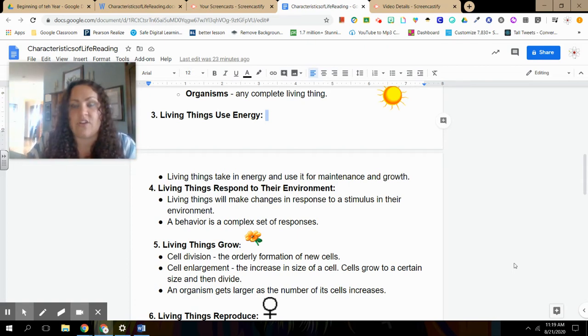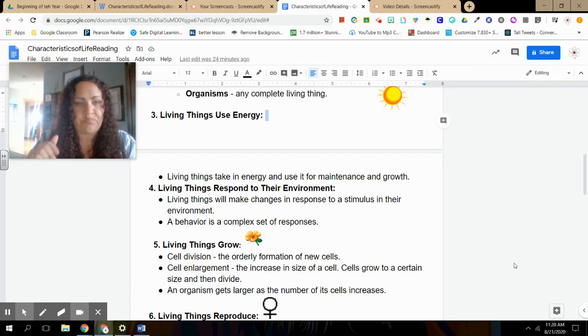So plants use energy. Bacteria uses energy because guess what? It's a decomposer. It loves to eat dead stuff. It'll even eat off of living material too. So it does eat. It does consume. So all living things need energy because they do stuff. All right, let's keep going.